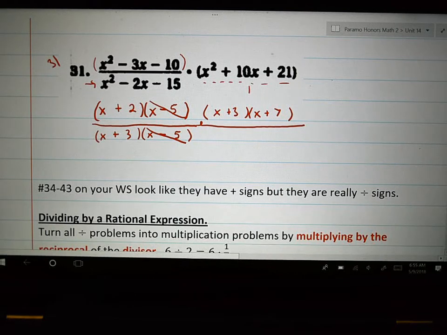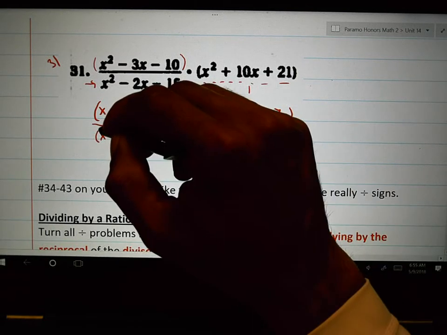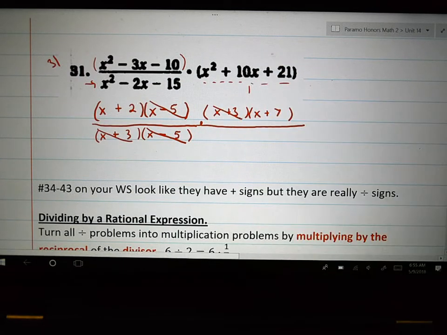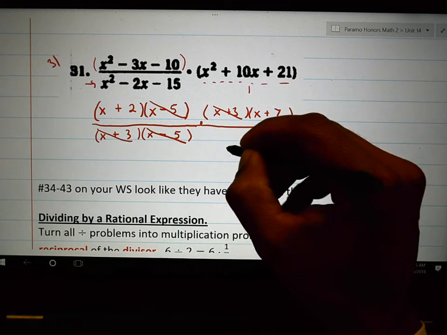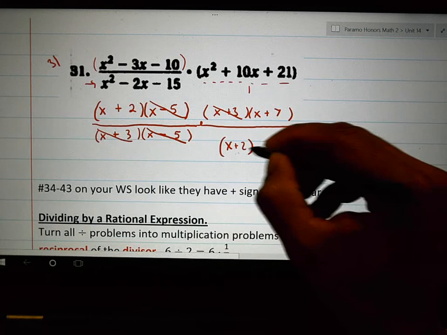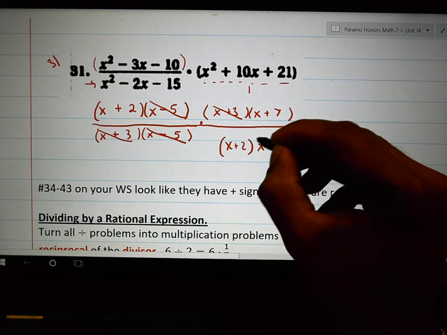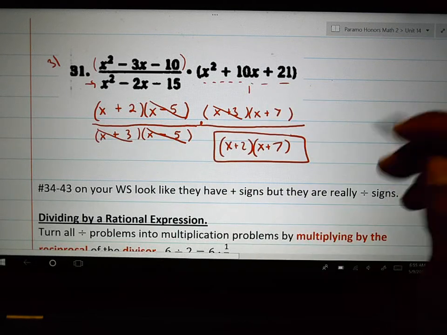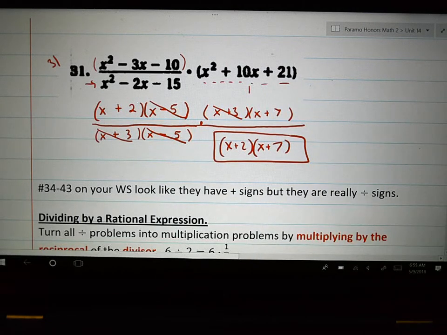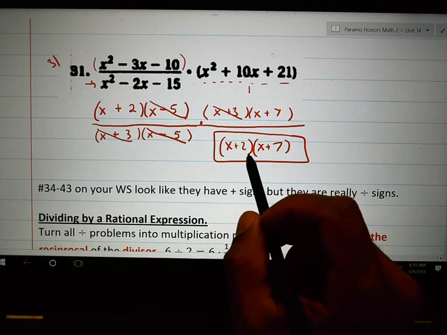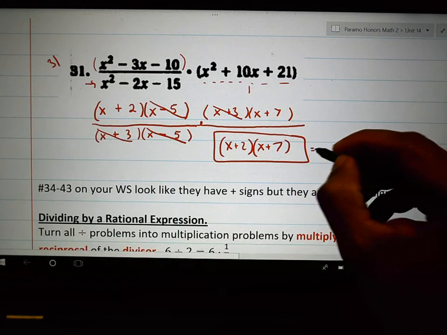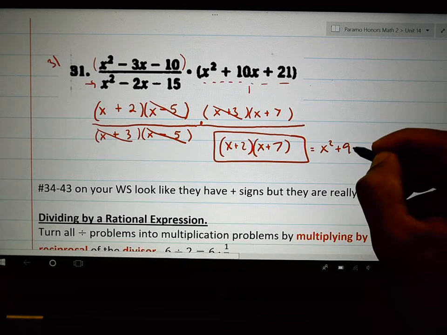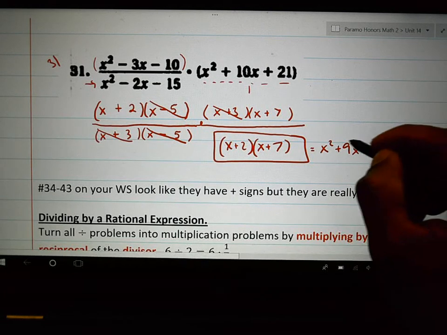I'm not going to put the 1. X plus 3 goes into x plus 3 one time. I'm not going to put the 1 because 1 times anything is itself. And so what we have left here is this. X plus 2 times x plus 7. You could FOIL this out, but I told you I prefer you to leave it in its factored form. If you did FOIL it out, equals x squared plus 9x plus 14, I would also accept that.